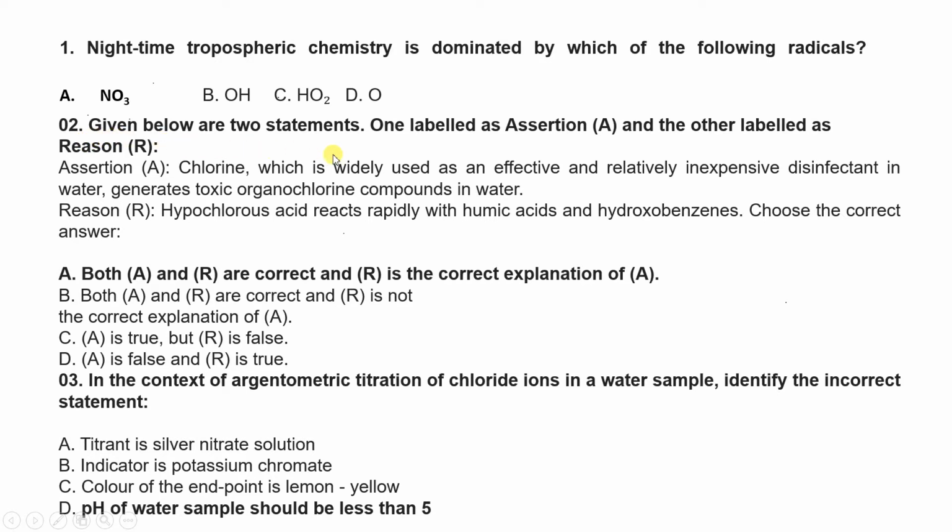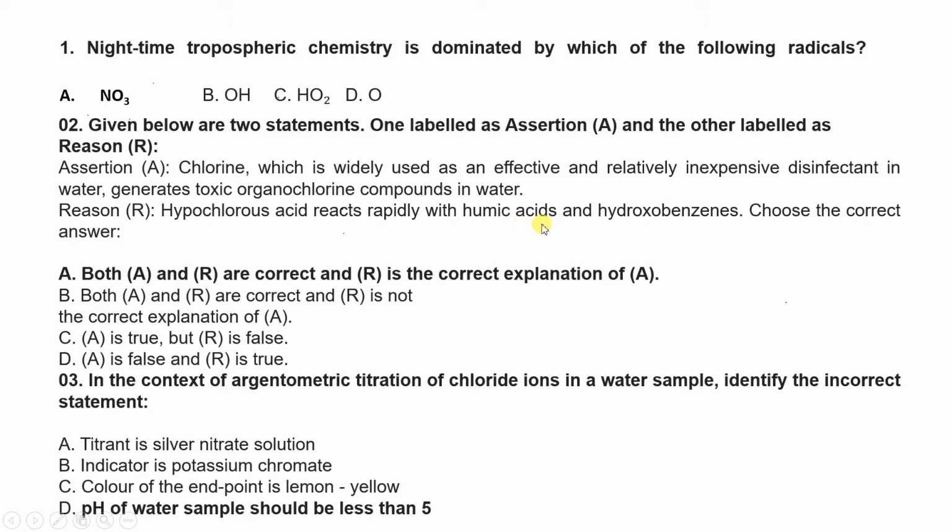Given below are two statements, one labeled as assertion and the other labeled as reason. Let's read the assertion. Chlorine, which is widely used as an effective and relatively inexpensive disinfectant in water, generates toxic organochlorine compounds in water. The reason for that is hypochlorous acid reacts rapidly with humic acid and hydroxybenzene. Choose the correct answer. The correct answer would be both A and R, because R is the correct explanation of A. As you know, when chlorine gets into water, it gets converted into hypochlorite ion and hypochlorous acid.